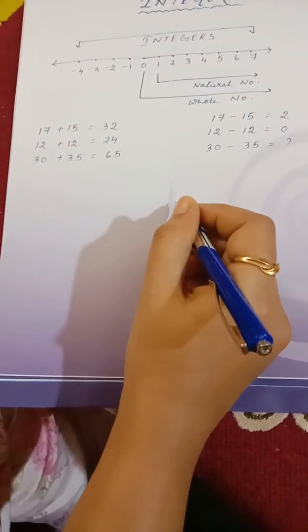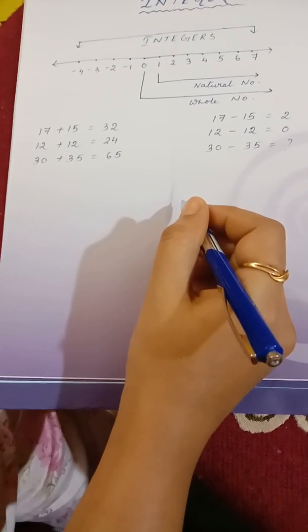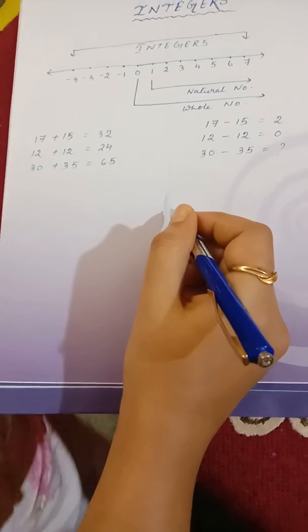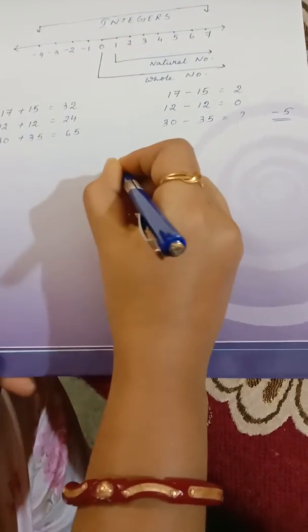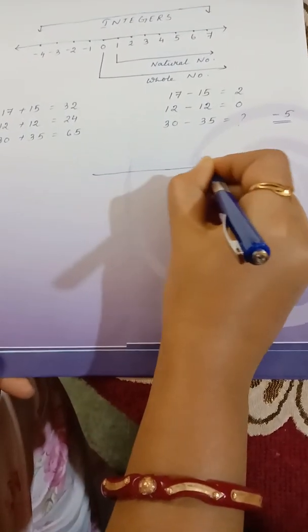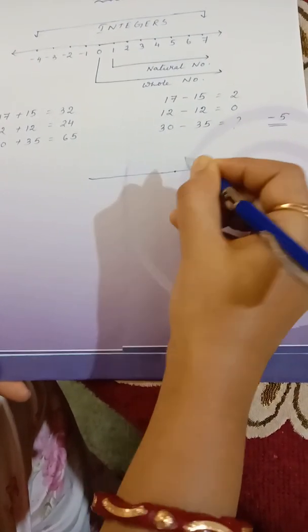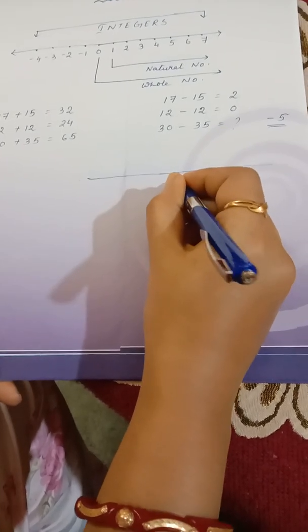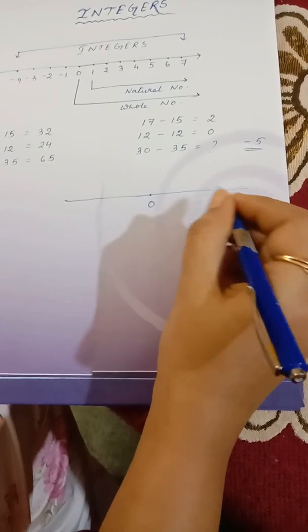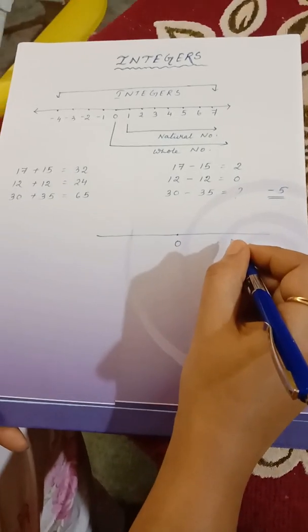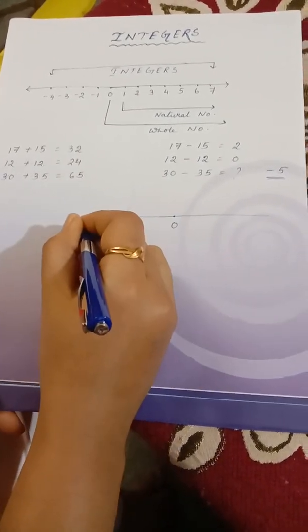Now we will see how integers are represented on the number line. So for that, few steps are there. First, we have to draw a straight line and we have to mark a point 0. Then we have to select a unit length, and by that unit length intervals, points are marked on both the sides of the 0.